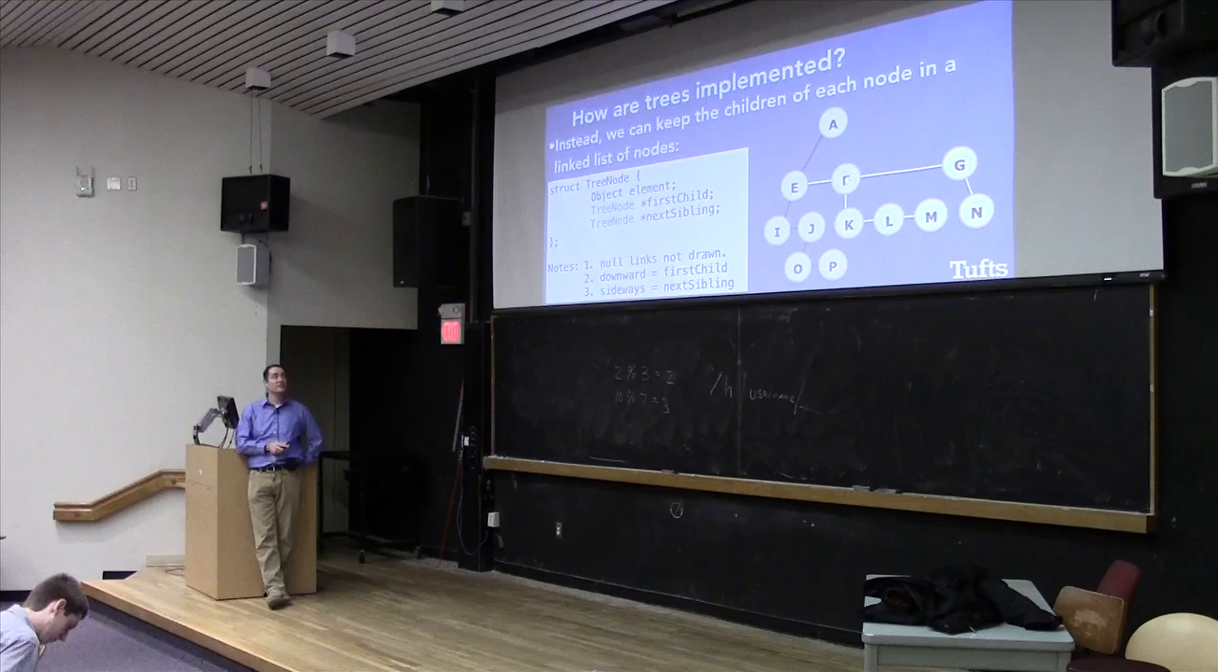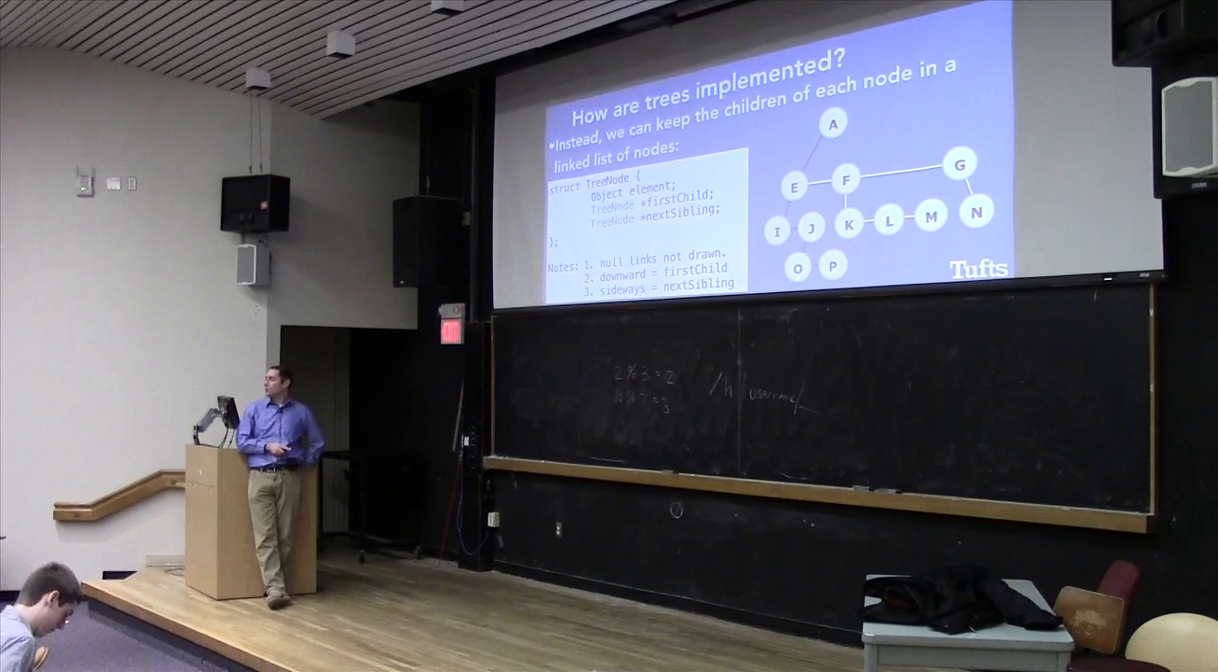And then F links to its next sibling. E has a link to its next sibling, but it also has a link to its first child, in fact its only child in this case. I has a link to its next sibling, etc. So do you see how we would walk this down? To get from A to P, we have to go A, first child, E, first child, first sibling, first child, first sibling.